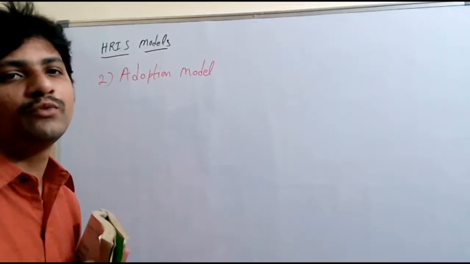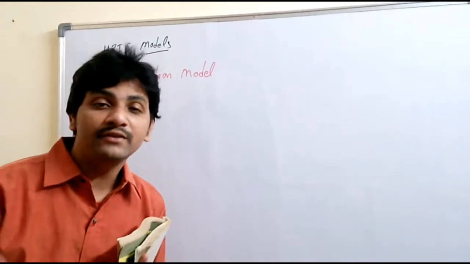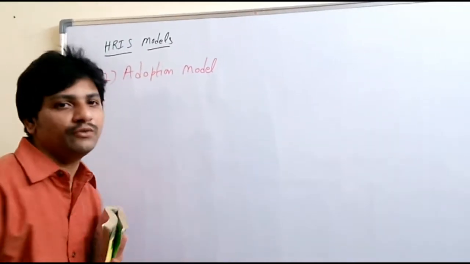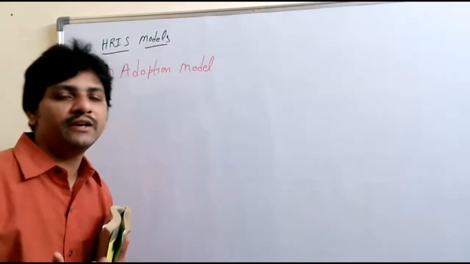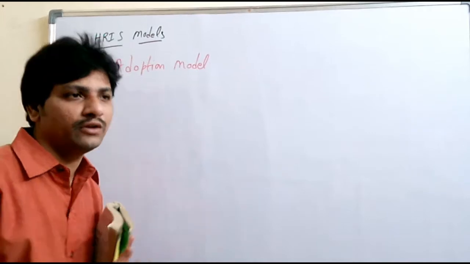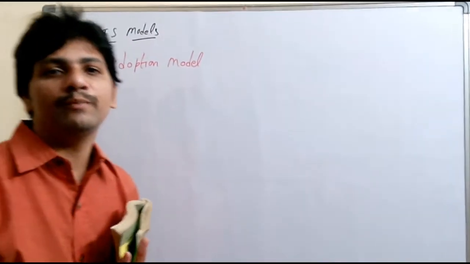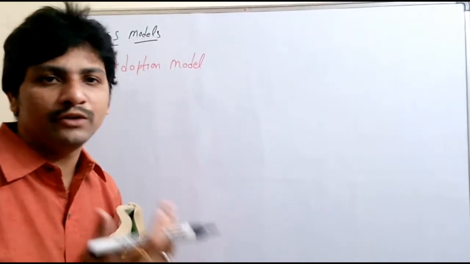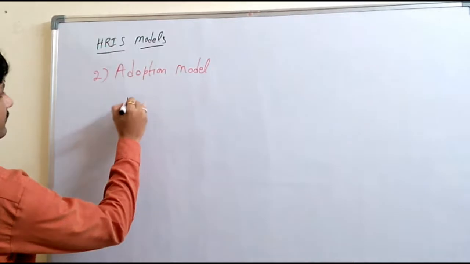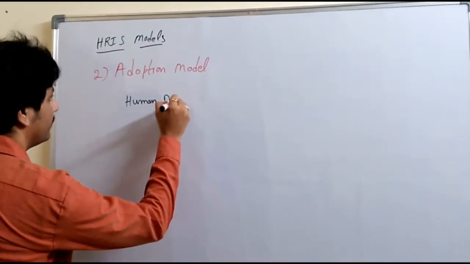For the human resource information system, we already understand the basic input and output HRIS model. In this particular model, we are going to understand the HRIS model only. So this is the HRIS adoption model. There are various types of adaptations based on the dimensions. It is going to be a graph. So let us go and understand. I will draw the human dimensions.